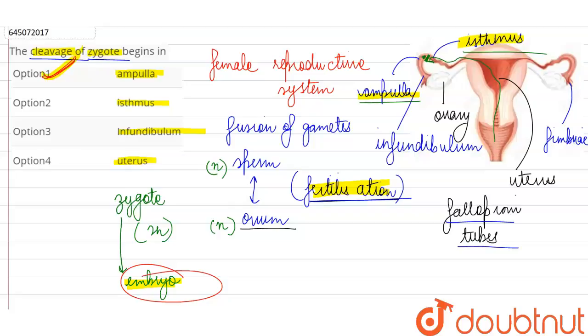We are going to say the wide part of the fallopian tube called the ampulla is the site where the cleavage of the zygote is going to begin and the embryonic development will be initiated. So gradually this embryo is going to move towards the uterus and it will be implanted in the uterine wall.